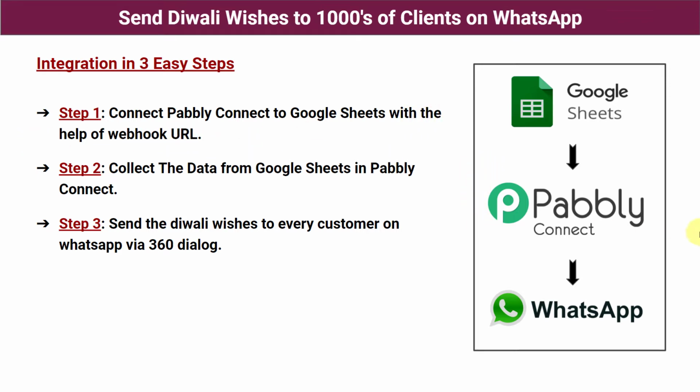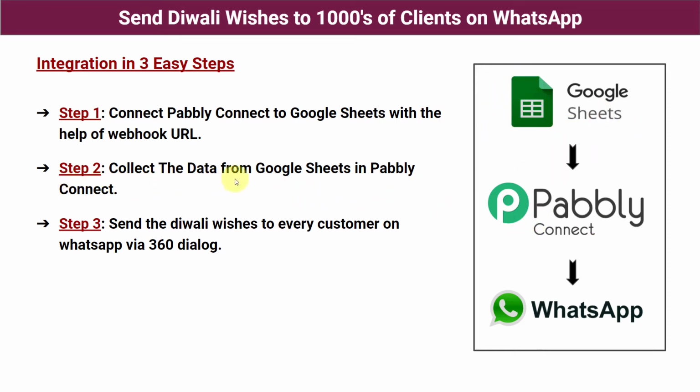So what we're going to do first is log in to our Pabbly Connect account. Then we will integrate Google Sheets with Pabbly Connect. Why? Because we have created a spreadsheet where we have added the information of the customers, and we have made the list of customers to whom we have to send the wishes. So it is important to first integrate Google Sheets with Pabbly Connect.